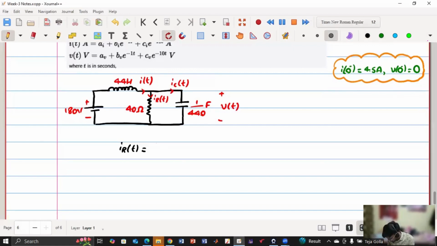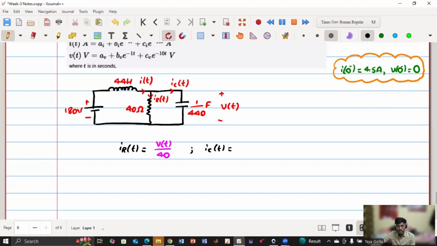Okay, so this is one expression. Now, what is IC of t? You have to use the IV relationship of a capacitor. That is the hint I am giving. First tell me I in terms of C and dVC by dt. It is C into dV by dt, right?